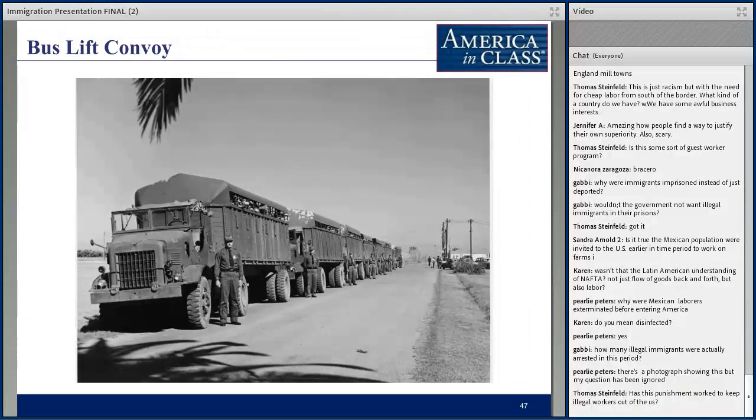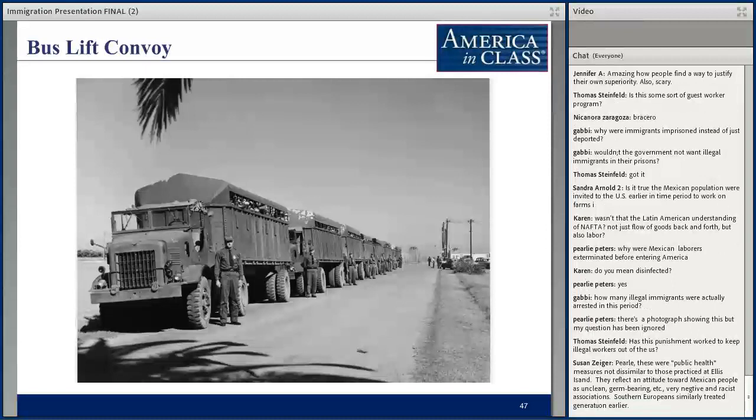I see Thomas's question, has this punishment worked to keep illegal workers out of the United States? Well, we can go back and say that this started in 1929 and it's been consistent since then. And we have maintained undocumented immigration at the US-Mexico border ever since then. So my opinion would be that no, it has not worked. But that's open for conversation for all of us to talk about. Here are some other pictures from this Bracero era of deportations, and you see the long line of trucks here that are crammed and stuffed with deportees, each and every one of them.